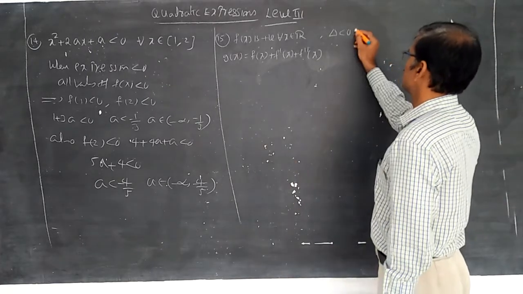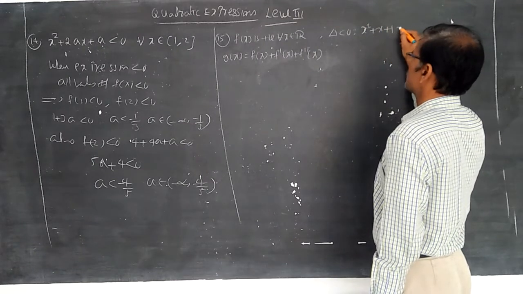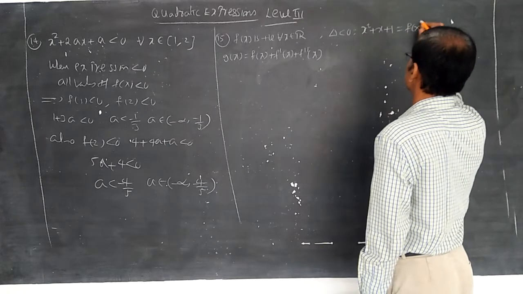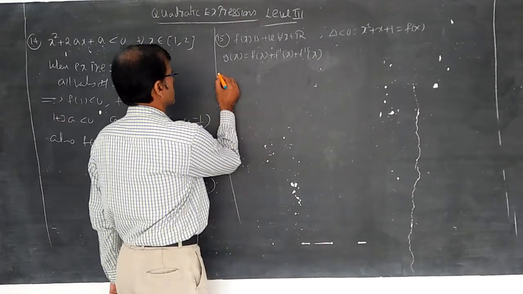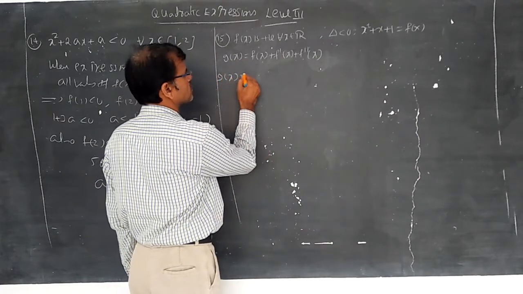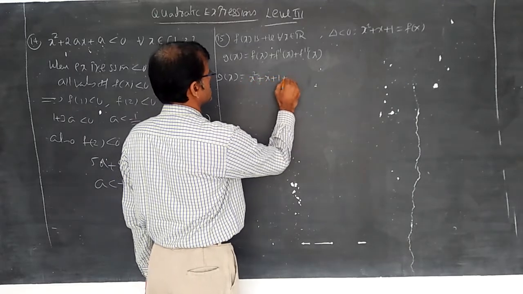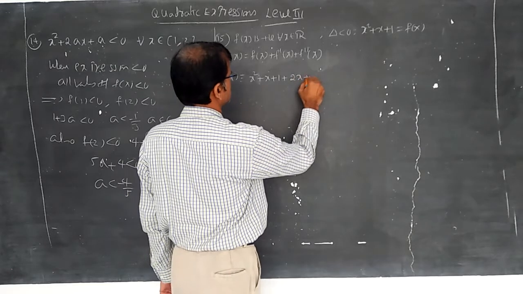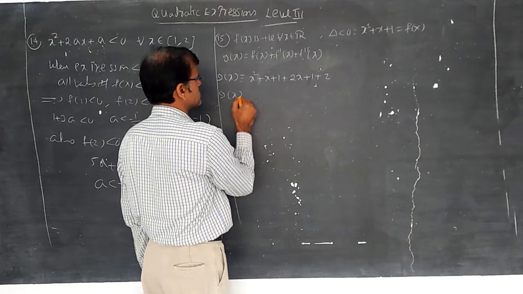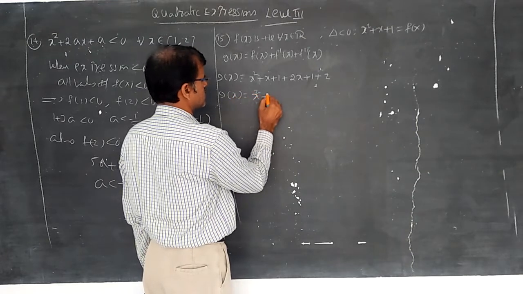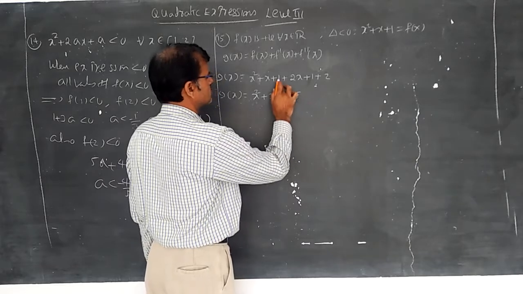When delta is less than 0, so use x square plus x plus 1 equal to 0 as f of x, like this you think. Because this delta is less than 0, omega and omega square are roots. So g of x is equal to x square plus x plus 1 plus f dash x, which is 2x plus 1, plus f double dash x equal to 2. So g of x is equal to x square plus 3x plus 4.